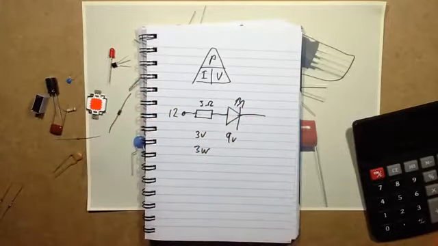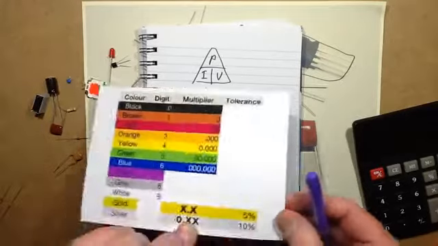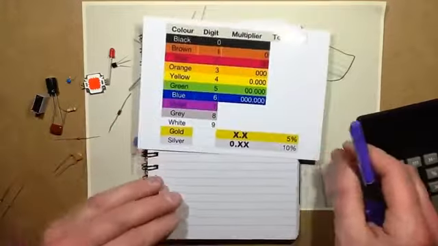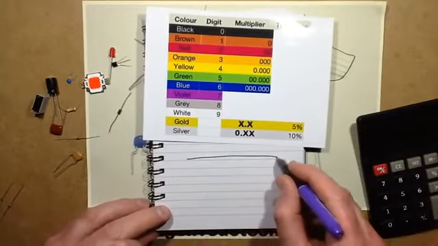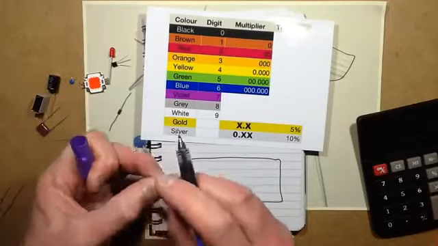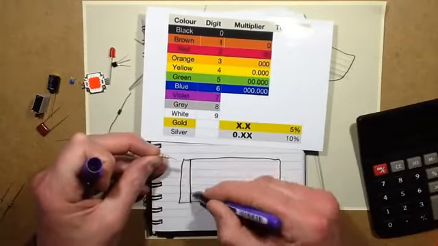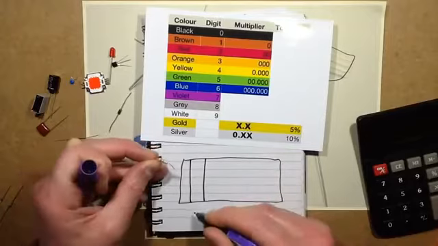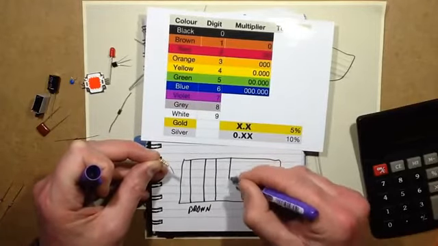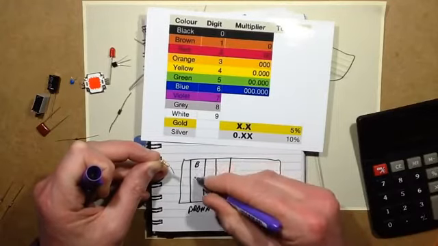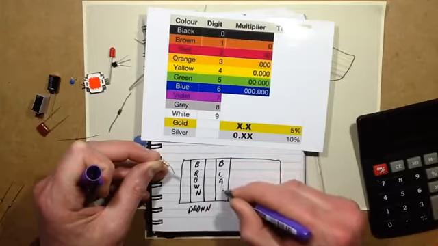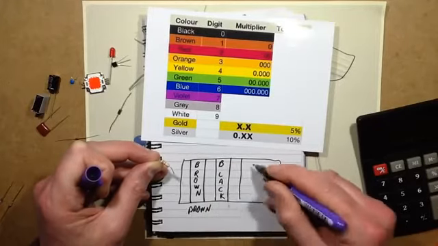The colour codes. This is the colour code for resistors. Now, a resistor has markings on it. In the case of this one here, this 1000 ohm resistor, it's got one band here, which is brown. It's got a black band. Actually, let's write it like that. Black. And it's got another band which is red.